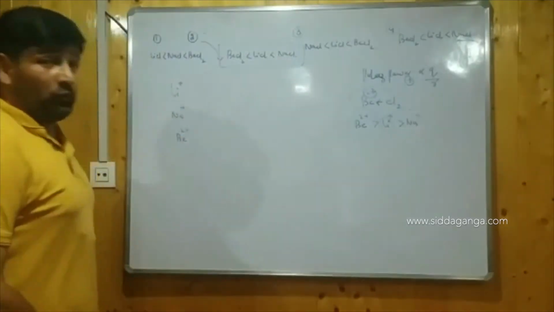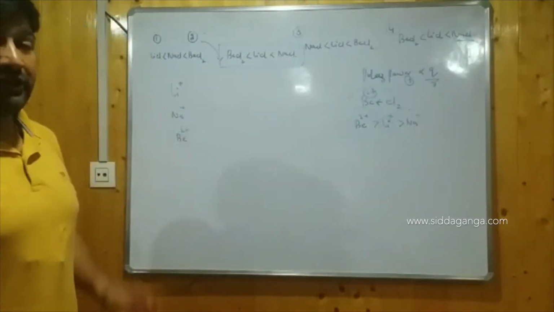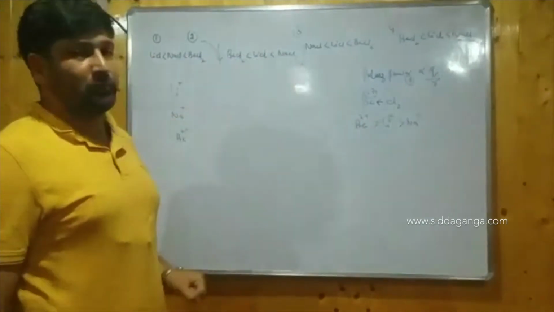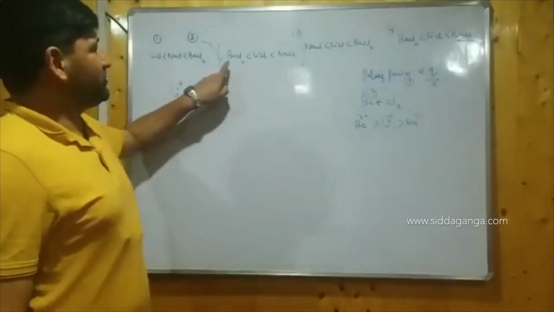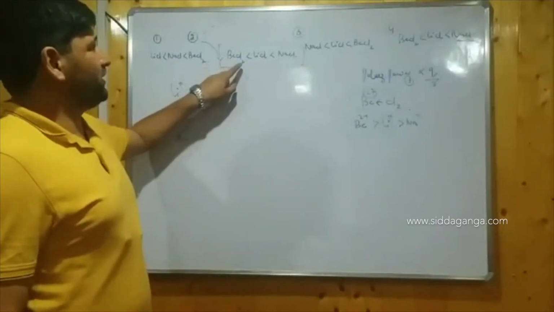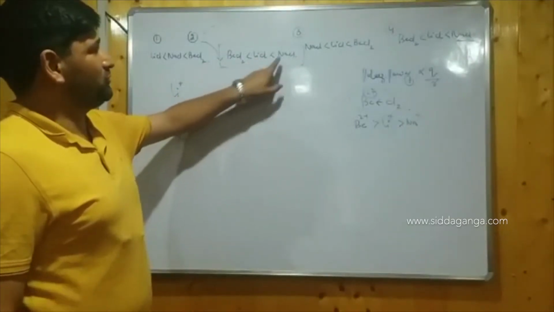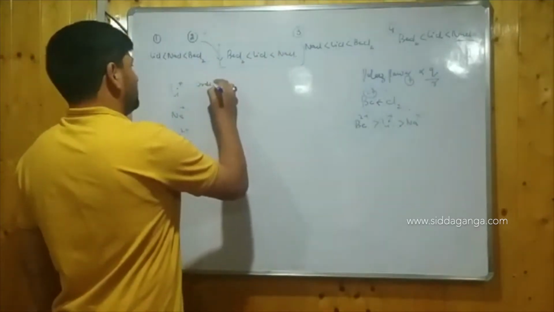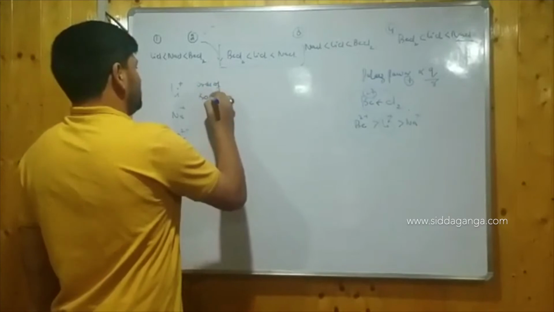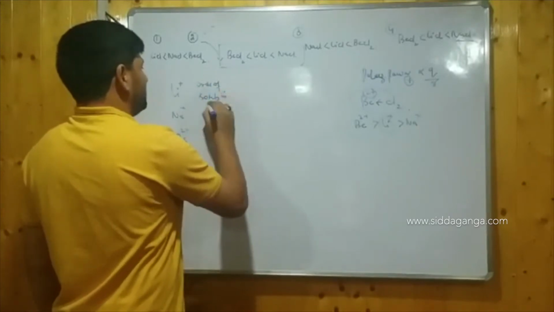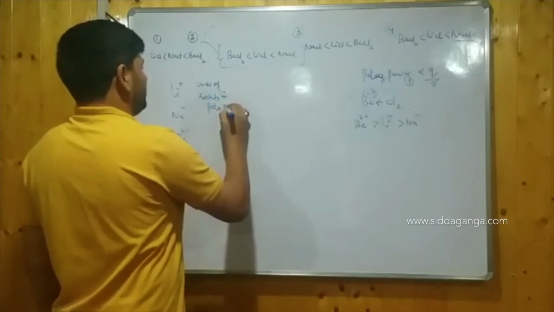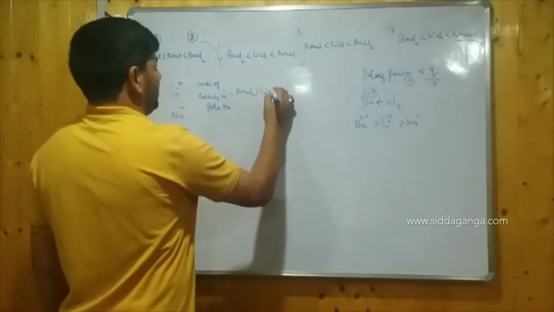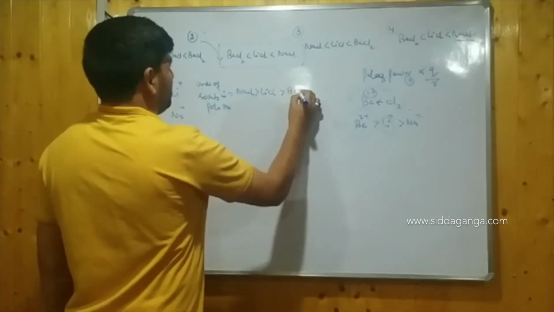Yes or no? Now what about solubility in polar medium? Which of the three is more polar? NaCl. And which of the 3 is more covalent? BeCl2. So in polar medium, which one will dissolve more? NaCl. So what will be the order of solubility? Order of solubility in polar medium will be NaCl more than LiCl more than BeCl2.